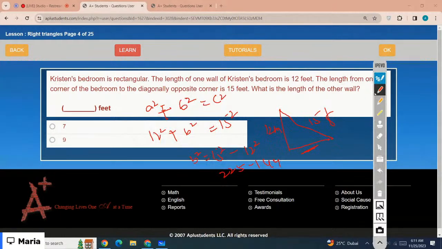No, let's see. 225 minus 144, 81 it is. 81 it is, right? So when you take the square root of the value, that is the missing value, 9, right? The length of the other wall is 9. The correct option is 9.